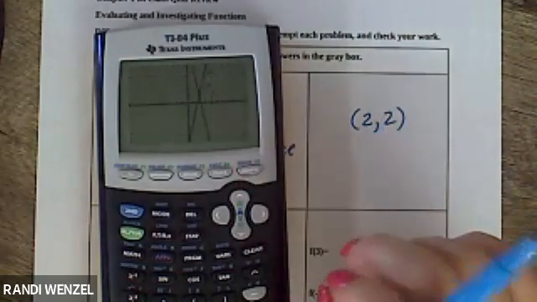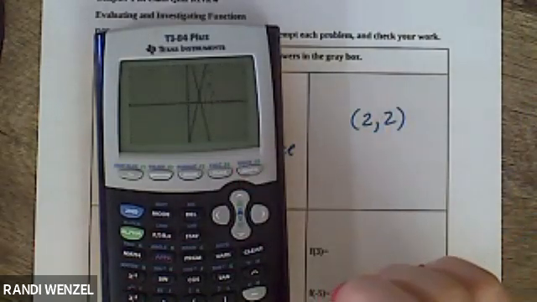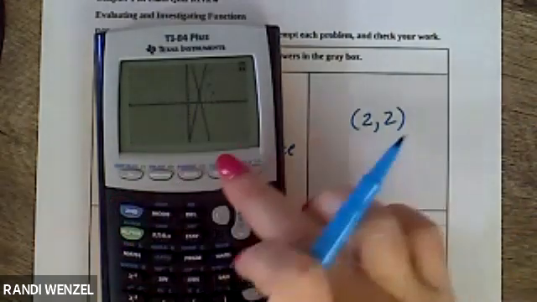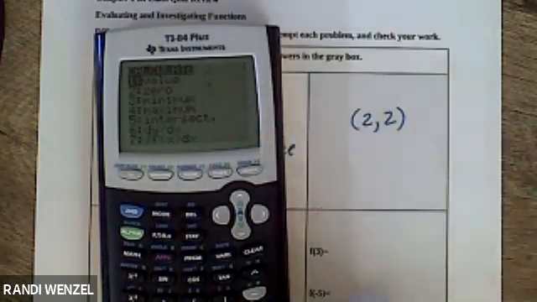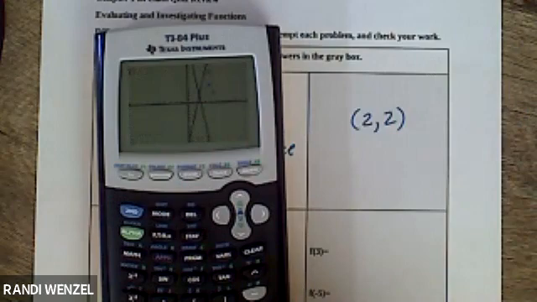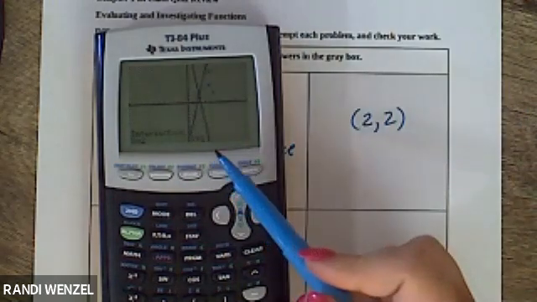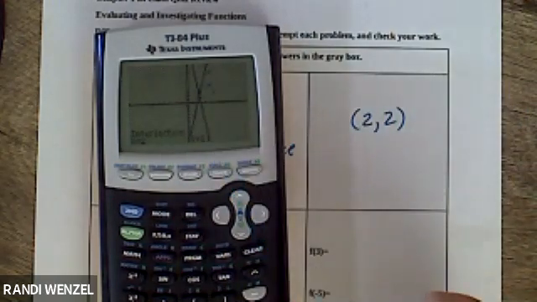So I'm going to go back real quick and show you the other option you have on how to solve it. So remember, you can do second trace. And you want to choose option 5. It says intersect. And then remember, from there, you just hit enter, enter, enter, and it will give you the answer. And it gave me (2, 2). So those are your two options for finding the point of intersection.